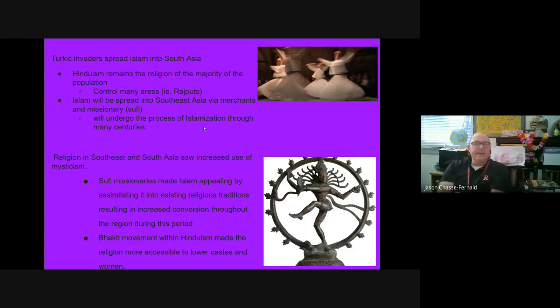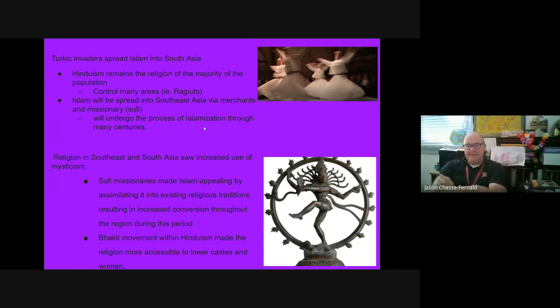And you could say this about any religion. So Christianization, for example, we're talking about the Christianization of the Americas. You could look at missionary activity as well, people like the Jesuits, the Dominicans, etc. Religion in South Asia saw increased usage of mysticism. So Sufi missionaries made Islam appealing by assimilating it to existing religious traditions, resulting in increased conversion.